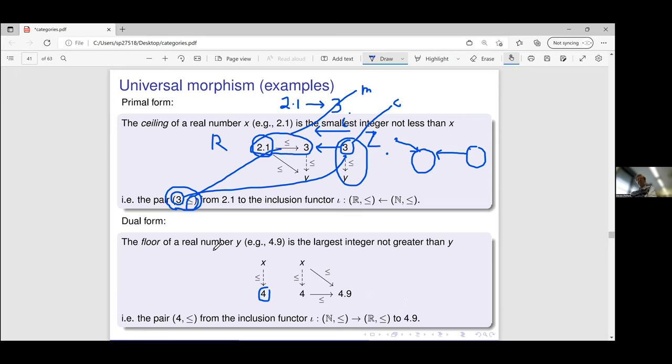So in this case, the inclusion functor is going in this direction. And in this case, our target is sending everything in here to the image in here. And our target in this case is actually the number 4.2. We're trying to get as close as possible to this number here from any number in here. That's a very simple example.